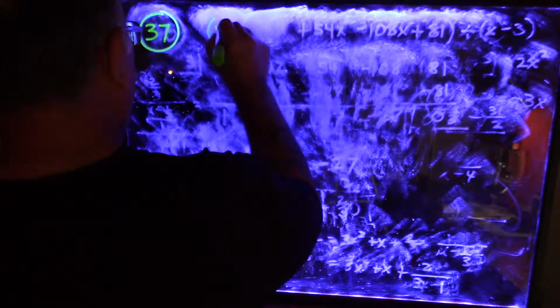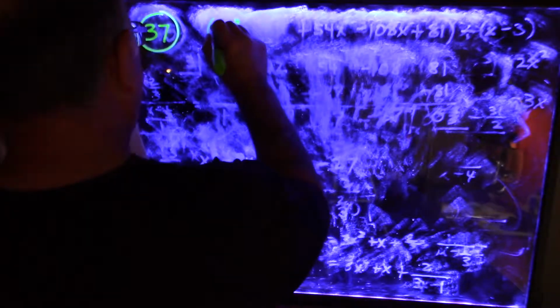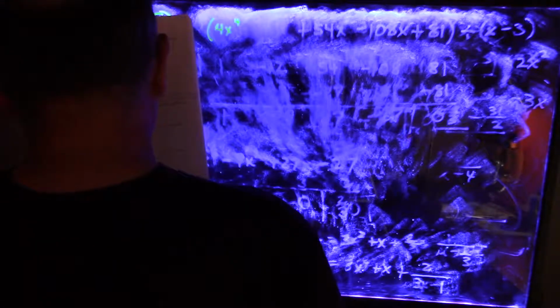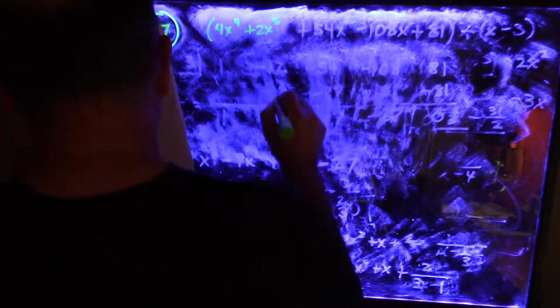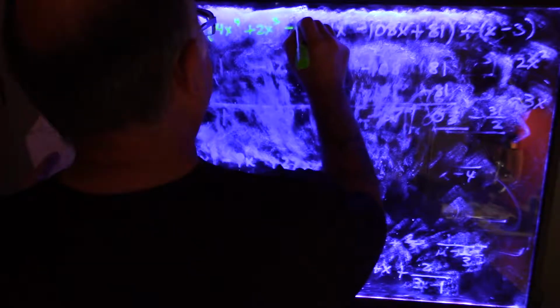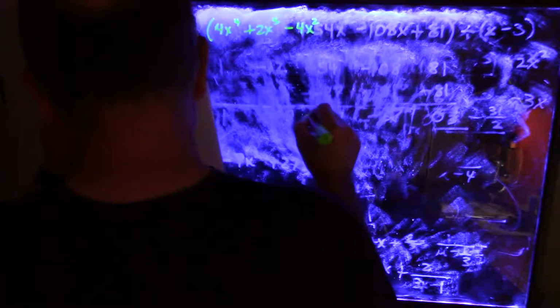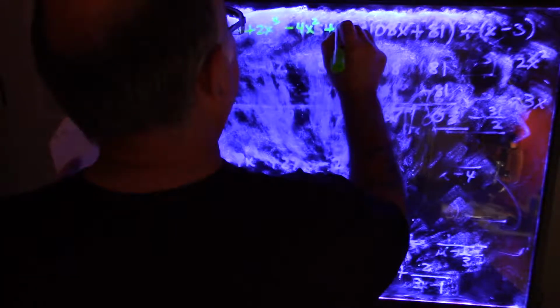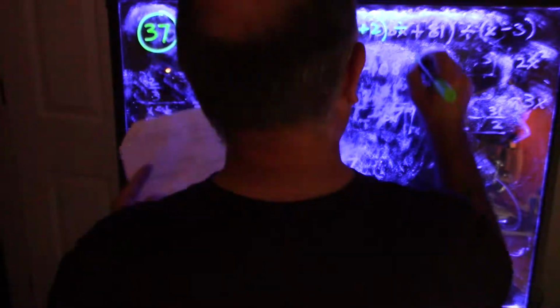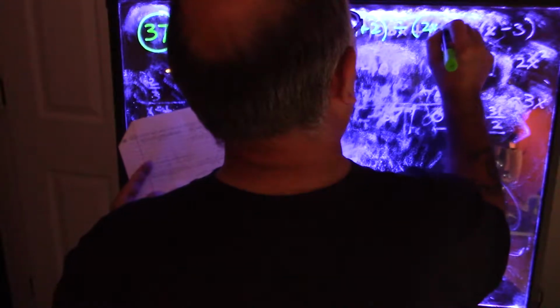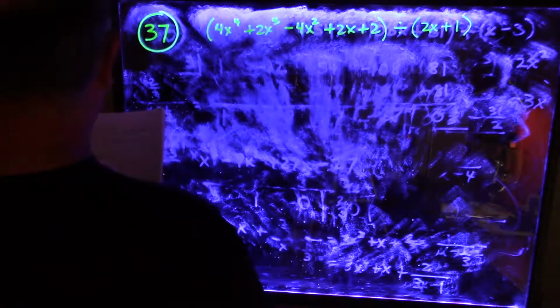Number 37. So there's 4x to the 4th plus 2x cubed minus 4x squared plus 2x plus 2, divided by 2x plus 1. And they're throwing us another one where we have to massage it a little bit to cooperate.